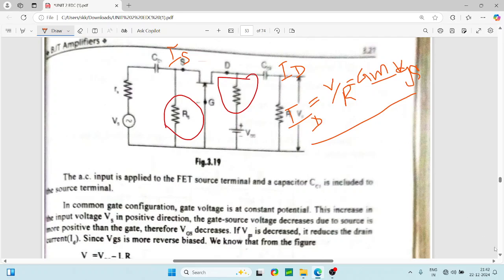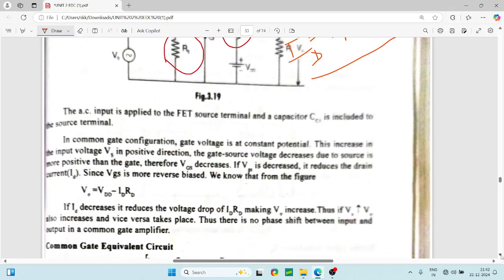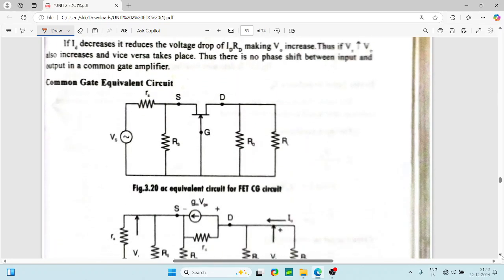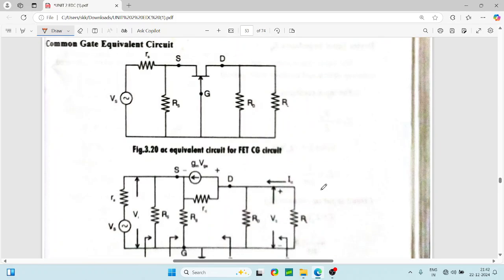Now listen here. This is the circuit. You know that we have source, drain, and gate. This is the source resistor, this is the source, this is the drain. This is your RD, the drain resistor. This is your R naught or RL; R naught means output resistance, and RL means load resistance.